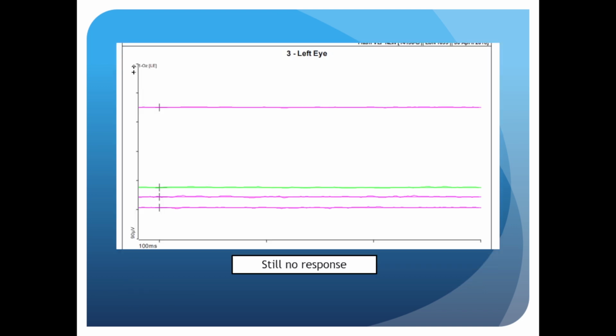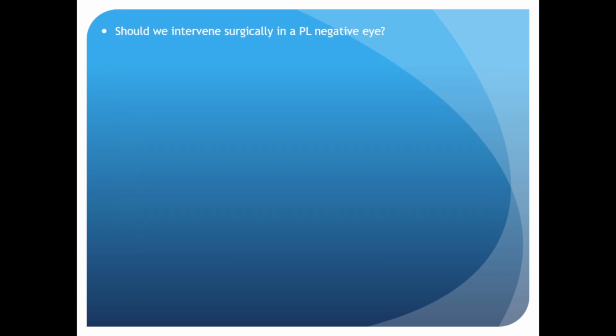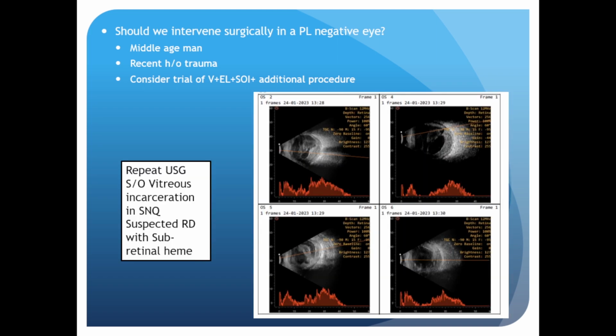Then again we repeated the VEP. There was still no response in VEP, and now the question arises whether a patient having no PL should be operated on or intervened upon or not. The answer is yes. A trial can be given in this type of patient, as the patient was a middle-aged man with a recent history of trauma. So we considered a trial of vitrectomy, endolaser, SOI with additional procedures.